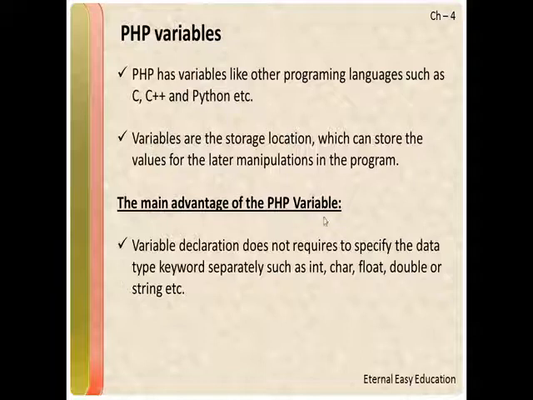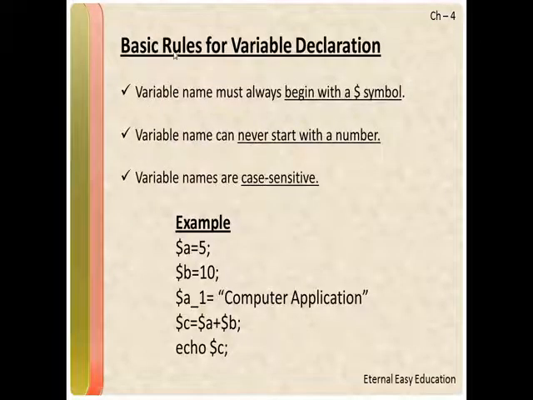Main advantage of the PHP variable when compared with other languages is that variable declaration does not require specifying the data type keyword separately as int, char, float, double or string. We are going to see this in this chapter. So, basic rules for variable declaration.